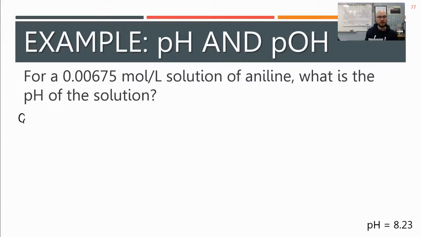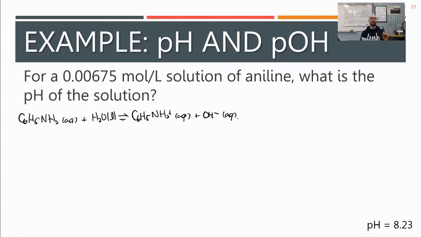C6H5NH2 aqueous, and we should recognize this as being a weak base, which means we need to use the Bronsted-Lowry definition of ionization. So C6H5NH3 plus aqueous and OH minus aqueous. We can't just do an easy, straightforward pH calculation or pOH calculation on this one because the concentration of the base here is not equal to the concentration of the hydroxide ion. Only some of it ionizes, and that's based on its Kb.